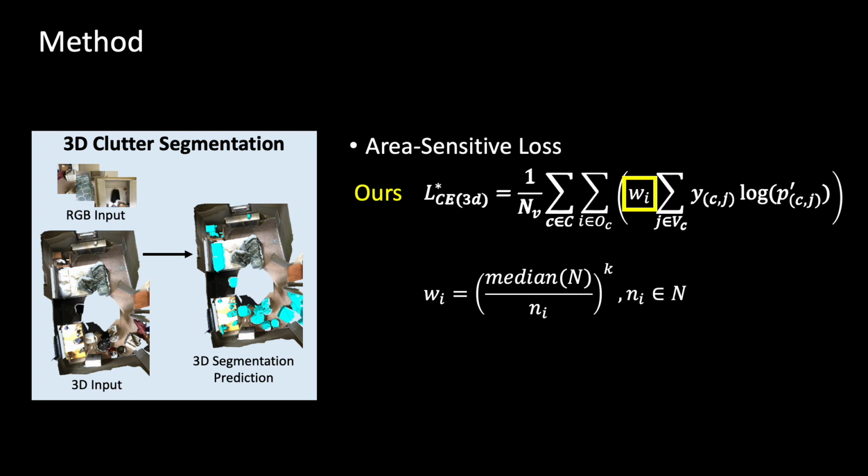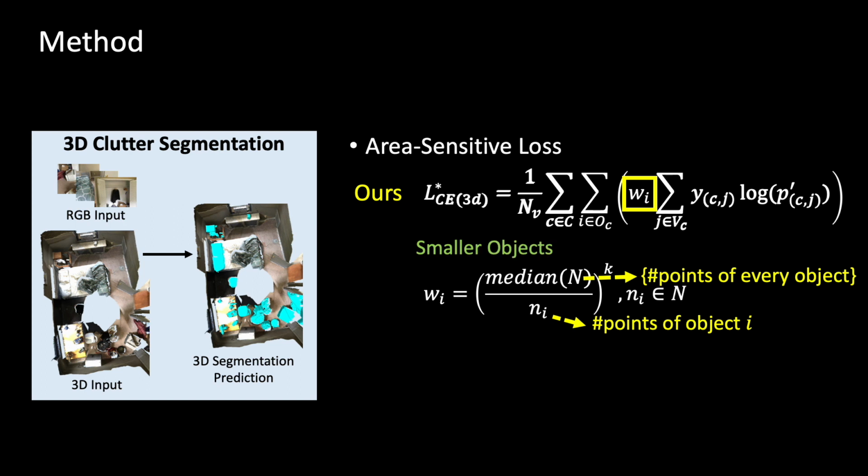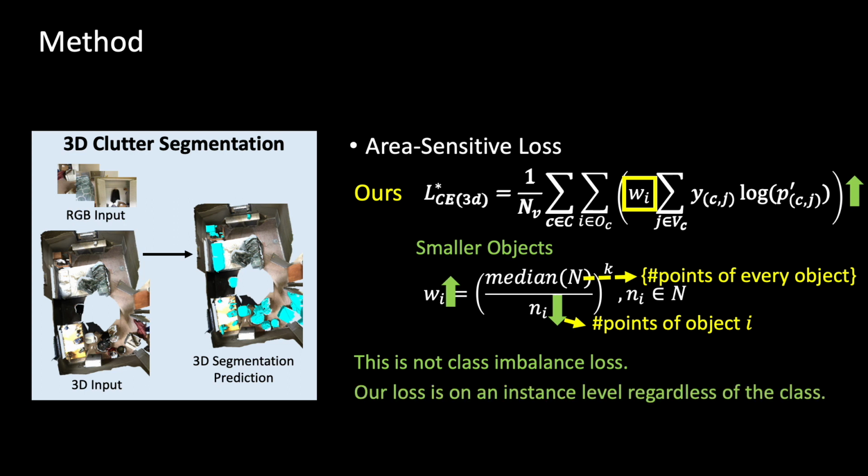The denominator Ni corresponds to the number of points of an object. A small object has a smaller Ni, which increases the weight Wi and the loss for the object. This loss is fundamentally different from class imbalance loss, because our loss is on an instance level to better segment small objects, regardless of the class.